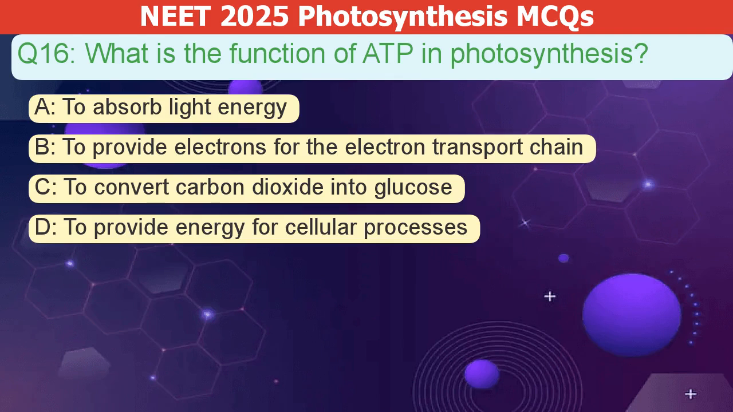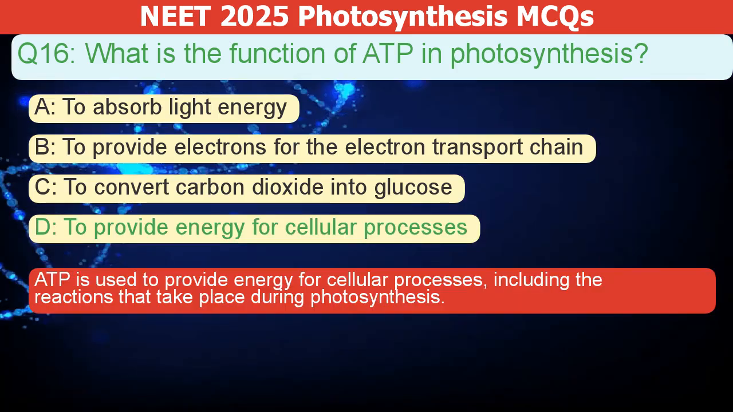What is the function of ATP in photosynthesis? A. To absorb light energy. B. To provide electrons for the electron transport chain. C. To convert carbon dioxide into glucose. D. To provide energy for cellular processes. The correct answer is D. ATP is used to provide energy for cellular processes, including the reactions that take place during photosynthesis.